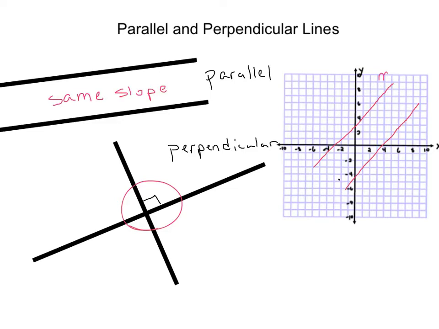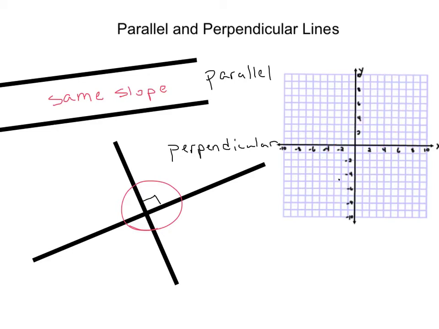If the slope of this line is, well, I don't know what it is, but if it's 1, then the slope of this one is also 1. If the slope of the line is 2, then the slope of the other line is also 2. They have to be the same.